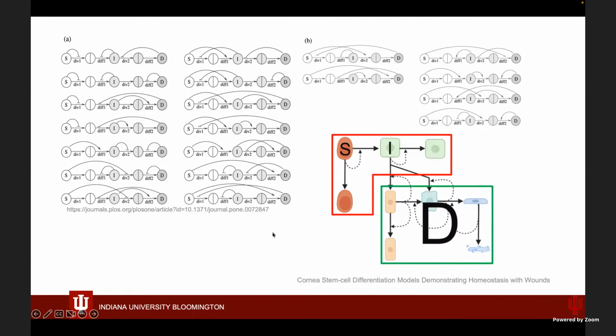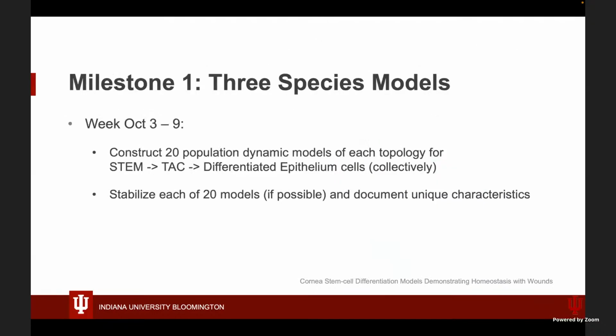We have a 5-species model that I showed previously with the stem cells, the intermediate step, and then the 3 differentiated cells. In our first step of the project, we're hoping to group all 3 differentiated cells into a single collection that we'll just name differentiated cells. And so we'll be able to create these 20 different topologically different models of stem cell to intermediate cell to differentiated cell. So that's really the first milestone.